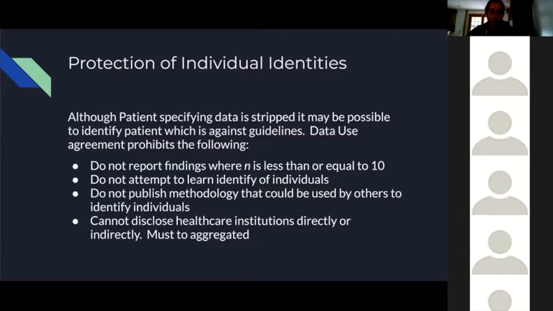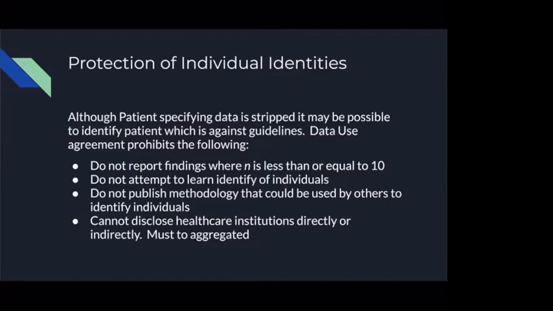Again, I can't say this enough. Do not attempt to learn the identity of any individual. Don't publish methodology that can be used by others to identify individuals. And although you get the hospital identifier number in every database, when you are publishing the data, you must not disclose any of that specific data. You must always aggregate your hospitals. You will be able to list which ones you were identifying, but when you are showing data, it is best to aggregate them all together because you do not want to disclose which patients are coming from which locations.